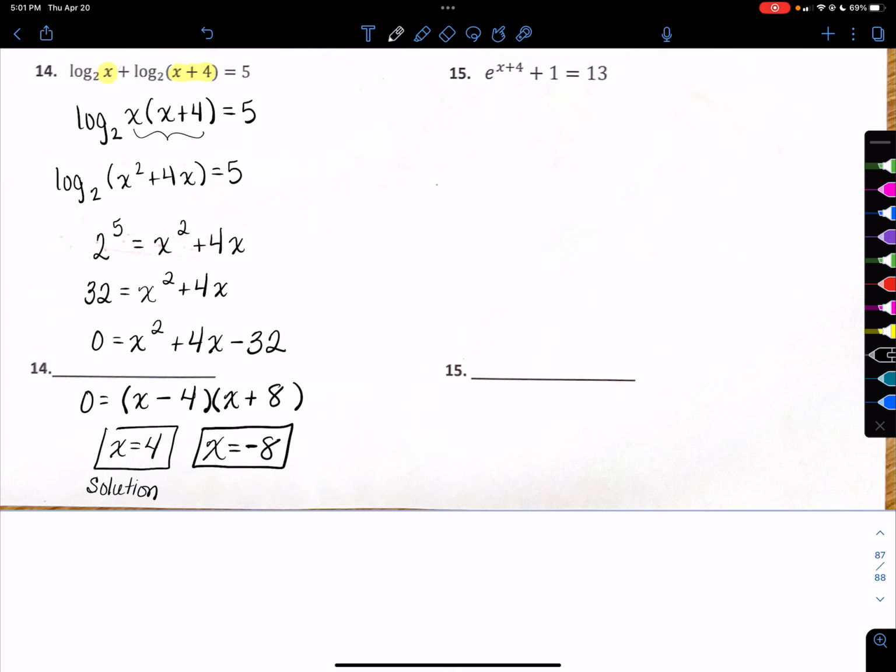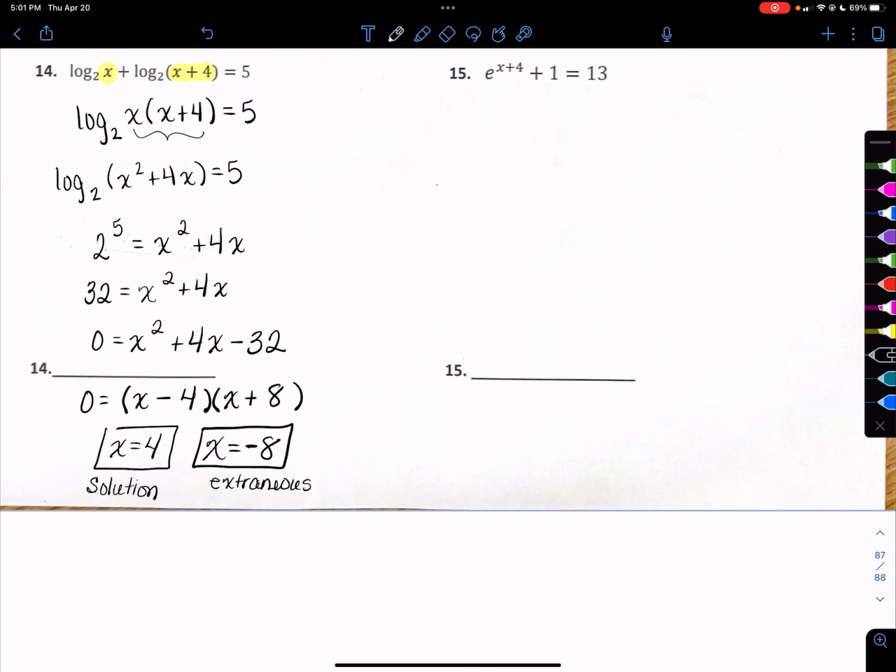Now with negative 8, log 2 of negative 8, the argument being negative 8, that would make it an extraneous solution. Remember, we cannot have a negative argument. Now what if I checked it on the other one, negative 8 plus 4? Well, that's still negative 4. It's still a negative, so that would still be extraneous.